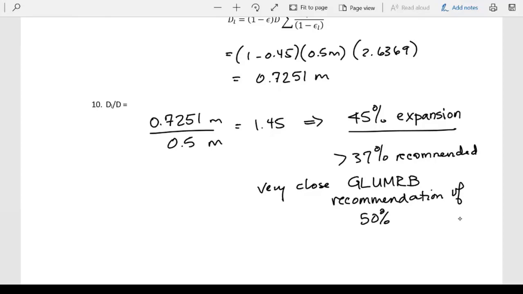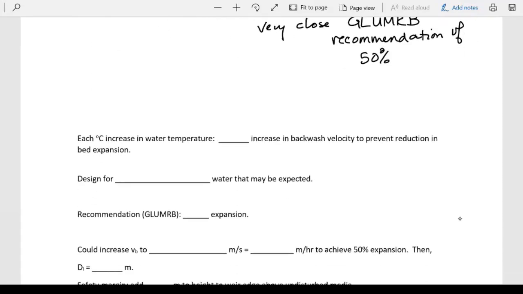And you can see how we could increase that backwash velocity a little bit, but we need to be very, very careful because the calculations are very, very susceptible to a negative value and essentially washing out your fine sand. Now, each degree increase in water temperature means that we need to increase the backwash velocity to prevent reduction in the bed expansion.